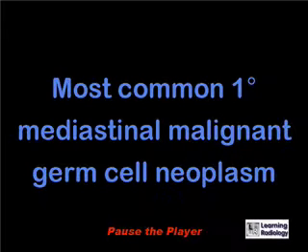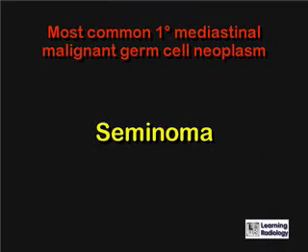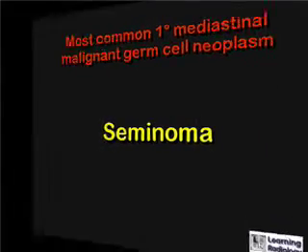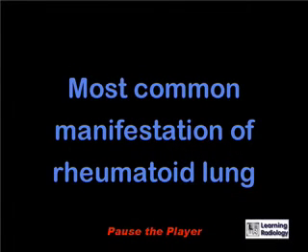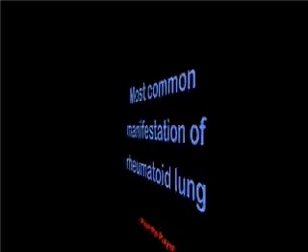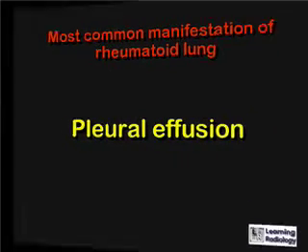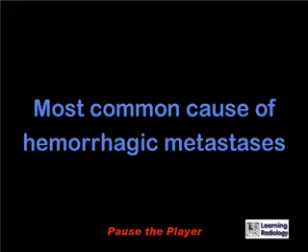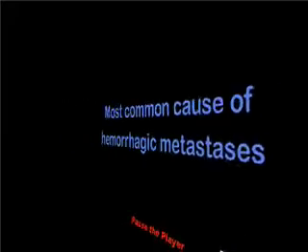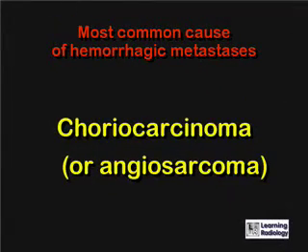What is the most common primary mediastinal malignant germ cell neoplasm? A seminoma. What is the most common manifestation of rheumatoid lung in the thorax? A pleural effusion. What is the most common cause of hemorrhagic metastases to the lung? Choriocarcinoma or angiosarcoma.